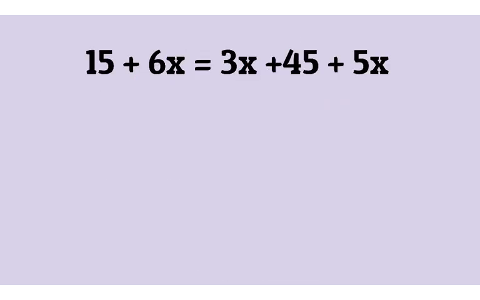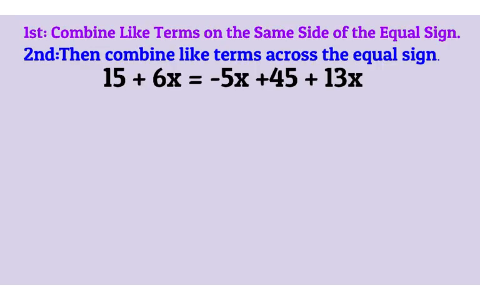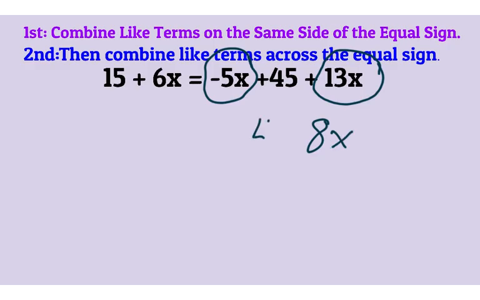Let's look at another problem. In this example, we have to combine like terms on the same side of the equal sign. So that's what we're going to do first. In this situation, you have -5x and 13x as like terms. And now we have to combine them. And when you do, you're going to get 8x. And next thing I'm going to do is I'm going to bring down everything else I did not touch in the problem.